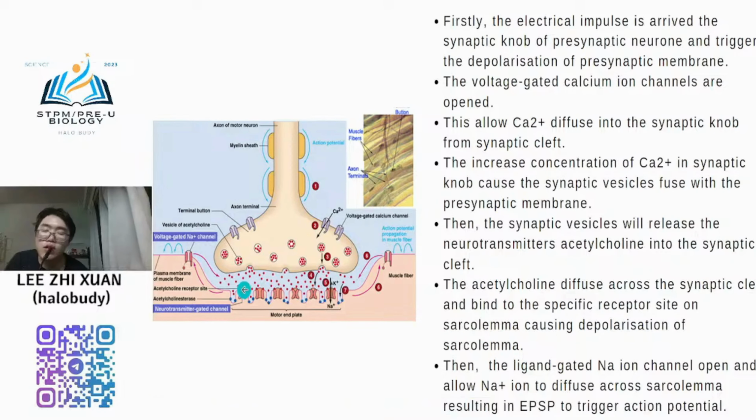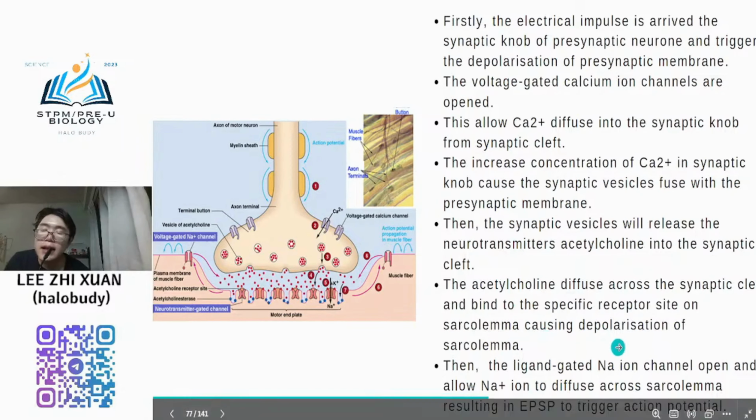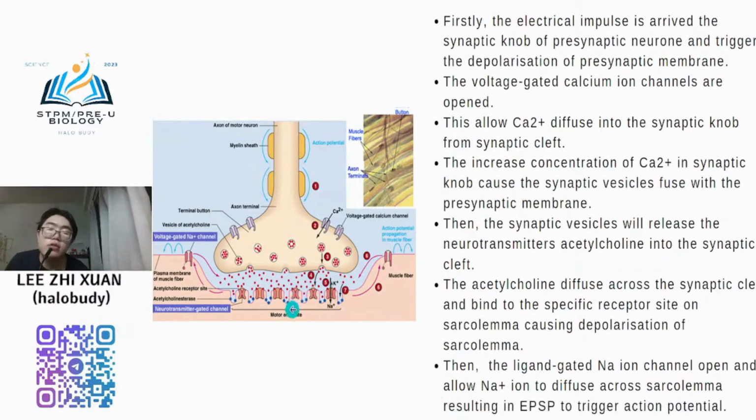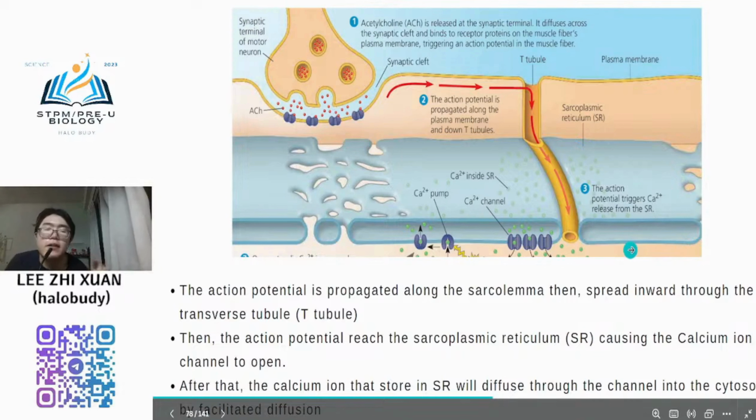This triggers the action potential. The ligand-gated sodium ion channel will open, so the sodium ion will diffuse into the sarcolemma, triggering the action potential. So it is almost totally the same as what you learned in the synapse. Okay, the difference starts from here.